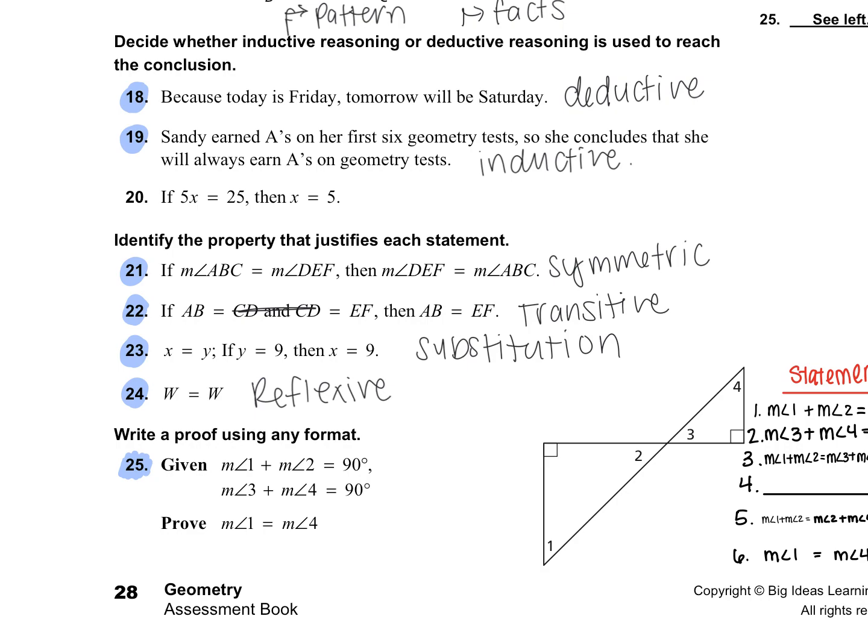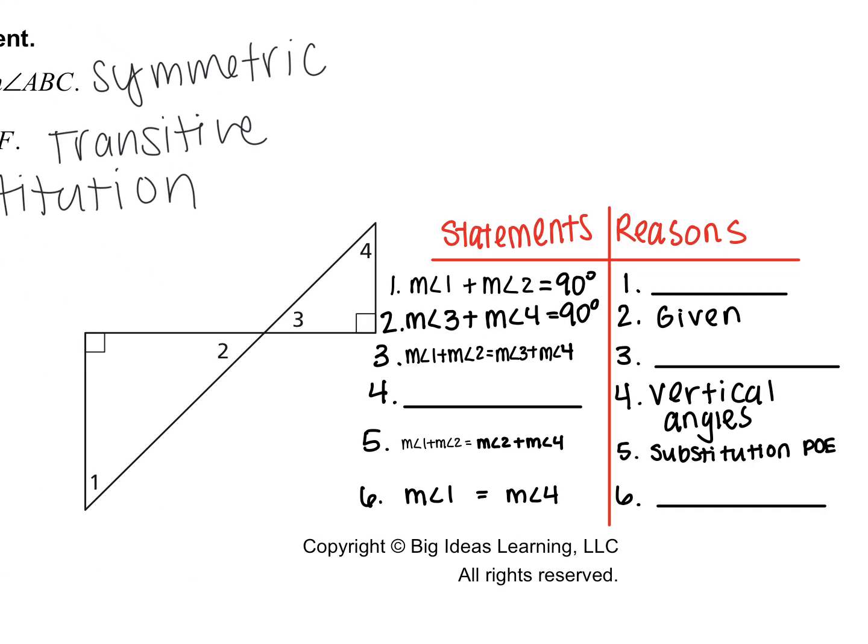All right, we have one more. Number 1 is given. Number 3 would be substitution, because you're substituting the measure of angle 3 plus the measure of angle 4 for 90. So looking here, this is staying the same. This is what's changing. They told me it was 90 degrees, and we know from this statement that 90 degrees equals the measure of angle 3 plus the measure of angle 4.